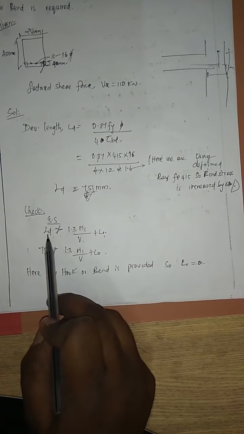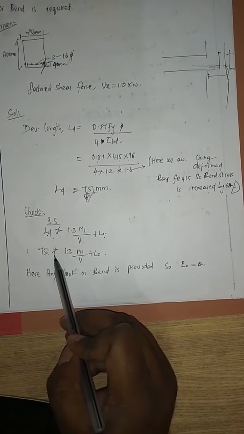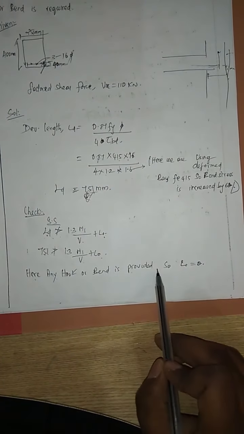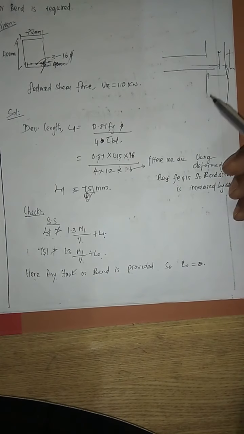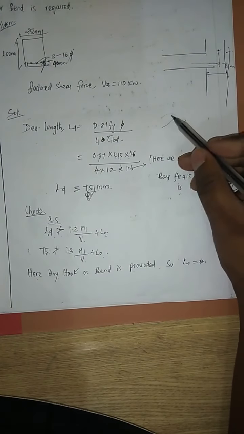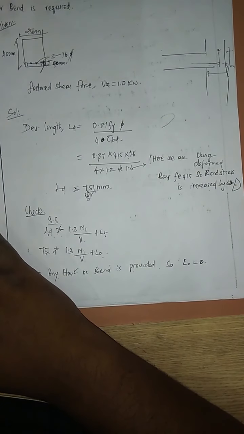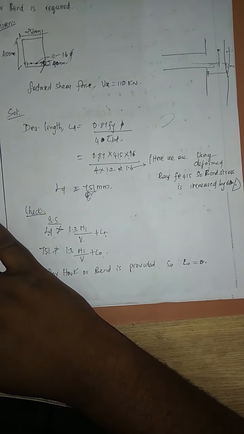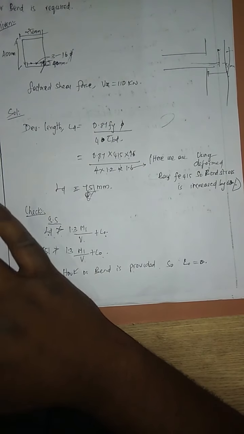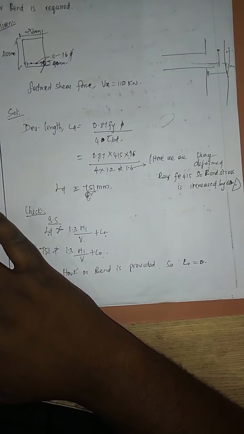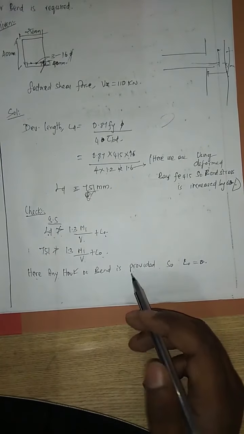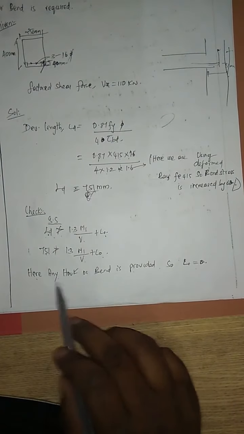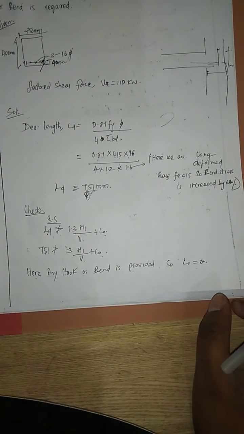So what is the Ld value? 751. It should not be greater than 1.3 M1 by V plus L0. See here, any hook or bend is provided. You can provide any hook or bend. What is a hook? A hook is to have a good grip between the concrete and the steel bar. Bond is also the stick, the bond between the steel and concrete. So this L0 is always taken as 0.